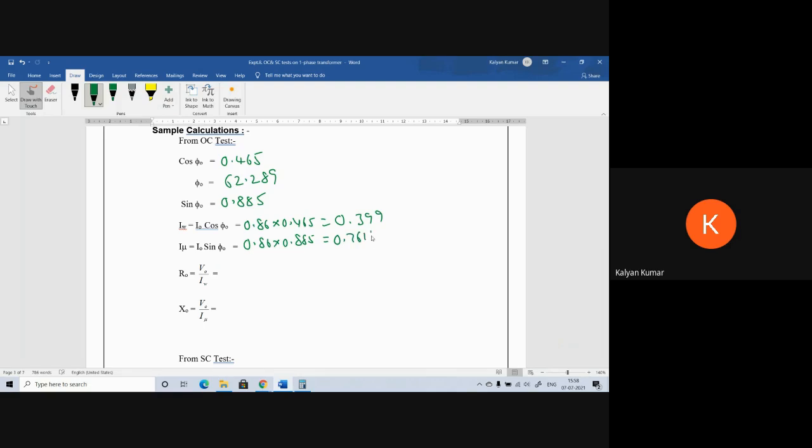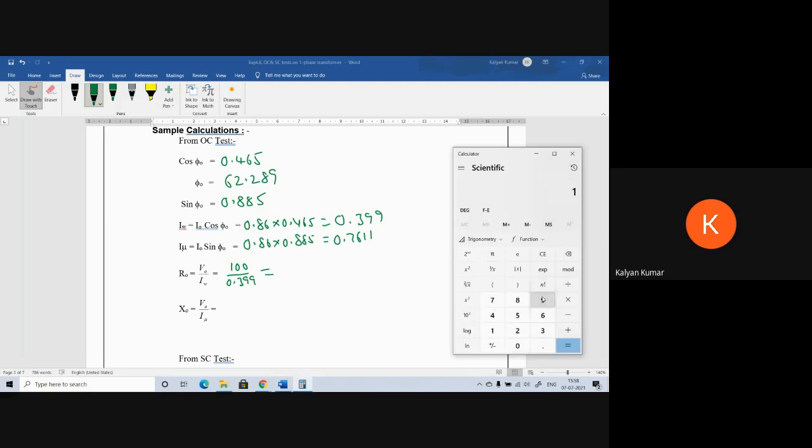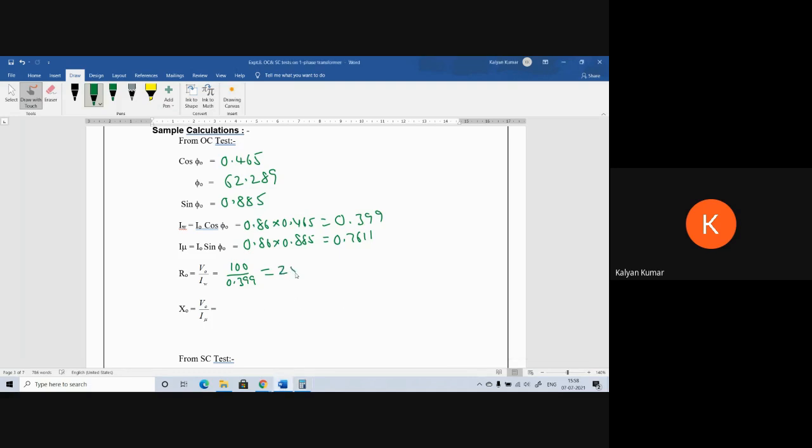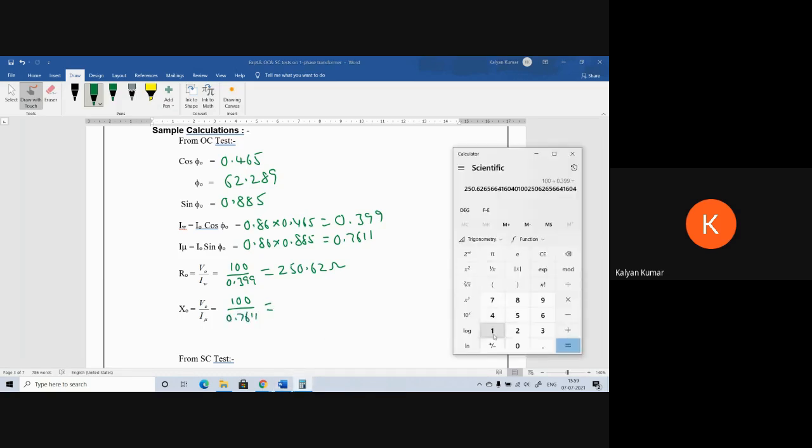So it is 0.7611. Now, if I calculate R naught, it is V naught, 100, divided by IW, 0.399. So we are going to get 250.62 ohm. And X naught will be 100 divided by 0.7611, which is 131.388.